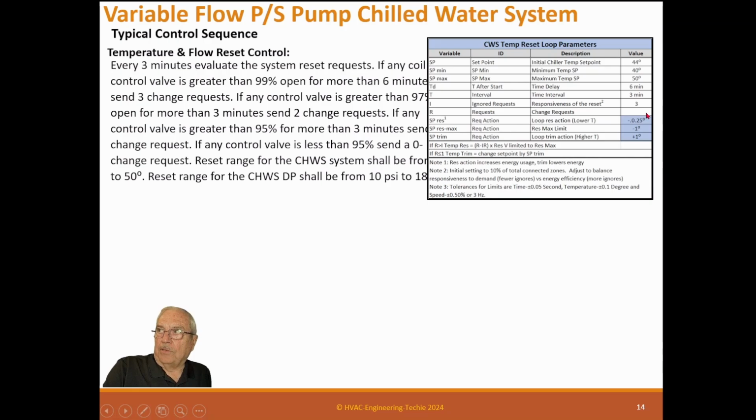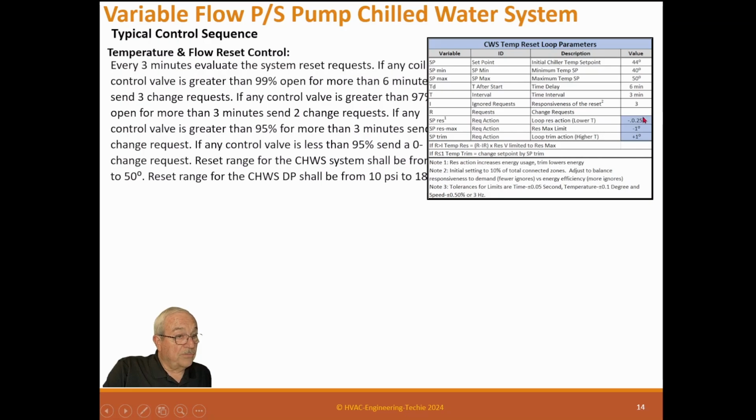R is our change request, how many we're getting from the system. SP reset is our reset action, and this means lower the temperature. So we're going to lower the temperature 0.25 degrees for every one of those reset requests we get. And our reset maximum is going to be -1. So we're going to allow 4 of these.